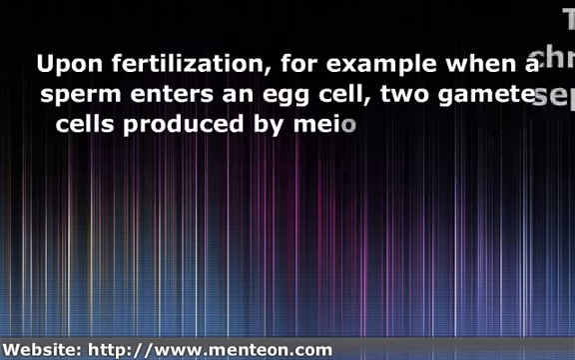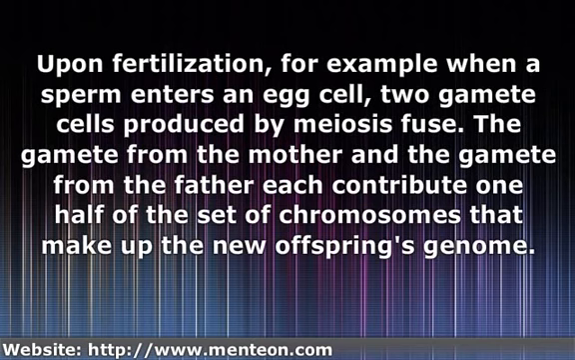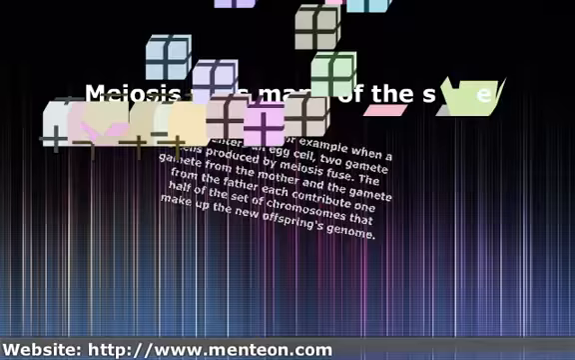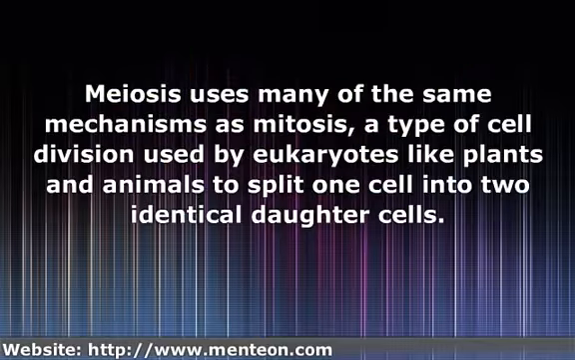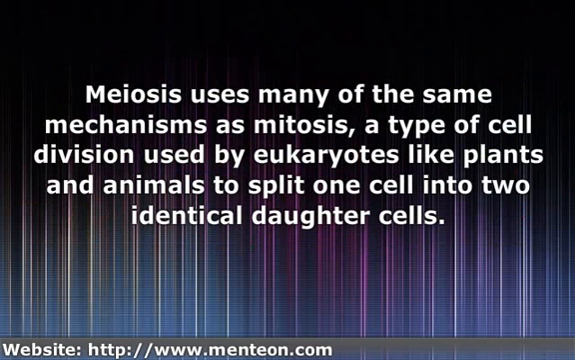Upon fertilization, for example when a sperm enters an egg cell, 2 gamete cells produced by meiosis fuse. The gamete from the mother and the gamete from the father each contribute 1/2 of the set of chromosomes that make up the new offspring's genome. Meiosis uses many of the same mechanisms as mitosis, a type of cell division used by eukaryotes like plants and animals to split one cell into two identical daughter cells.